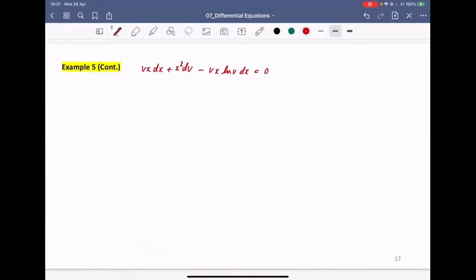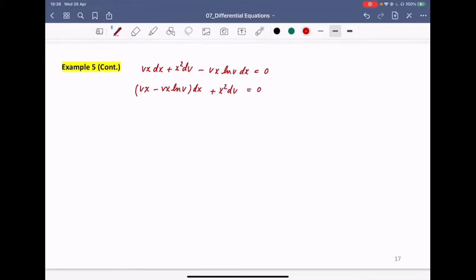All right, and then after that, you can see, I'm going to say this is vx minus vx log v dx. I group the terms that I highlighted in light blue together because they have the same factor, x. So I group them, and then after that, plus x squared dv equal to 0. All right, this is separable.